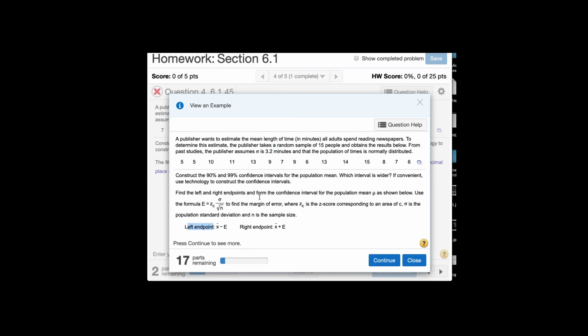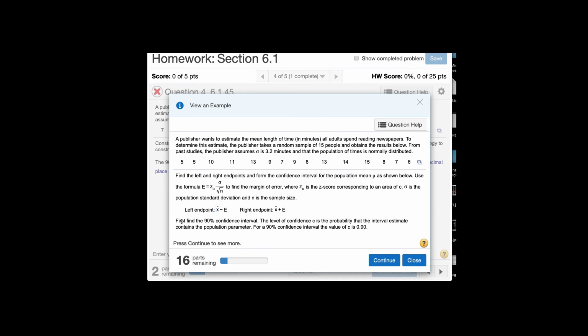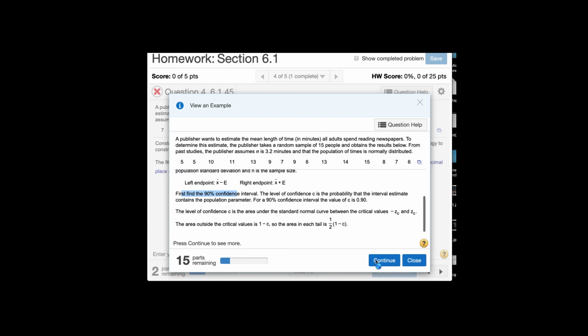So the left end point of the confidence interval is x bar minus E, and the right end is x bar plus E. All right. So to continue, first we find for 90% and then 99.